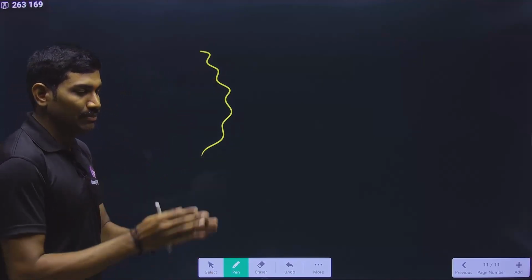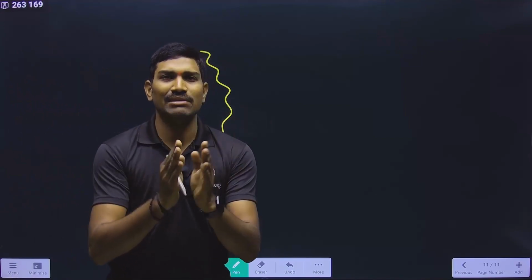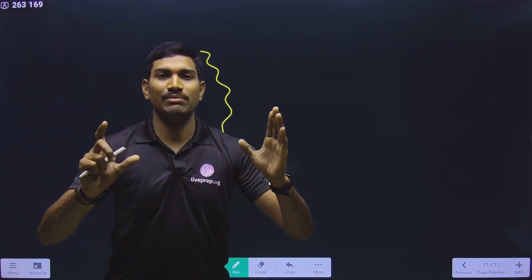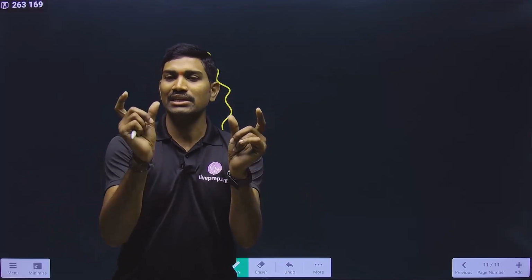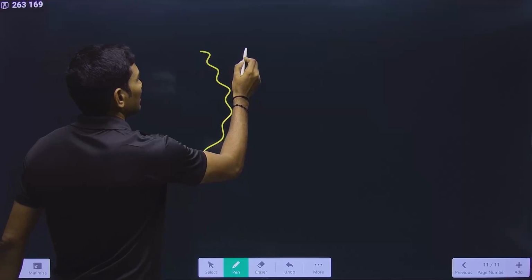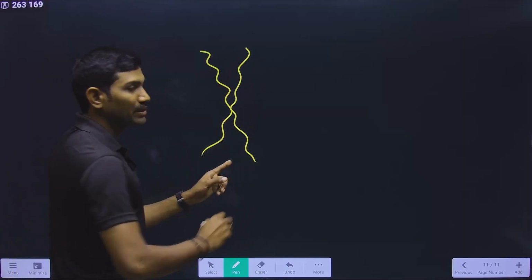Now in the S phase, what happens? Double stranded DNA, as we already studied in molecular basis of inheritance, both the strands will separate and a new strand will be synthesized. So this will become one double stranded DNA, and this will become one double stranded DNA. One double stranded DNA is present in this copy, and the other double stranded DNA is present in the other copy.